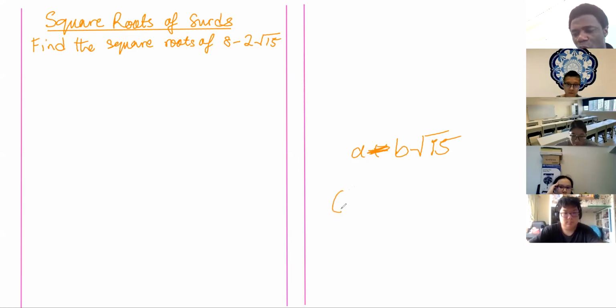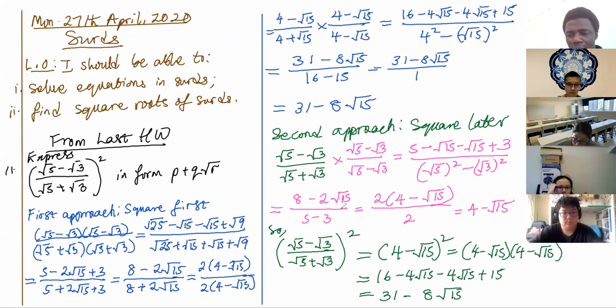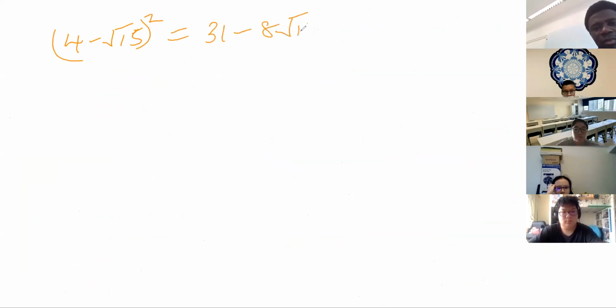Let's see, when we squared 4 minus root 15, this is what we got. Can you see that? Yeah? Which means if you find the square root of this, this is one of the square roots. Am I making sense? That's one of the square roots. Let's see what happens if I do it. Now this is 4 minus root 15, right? And when you square that, it gives you 31 minus 8 root 15.